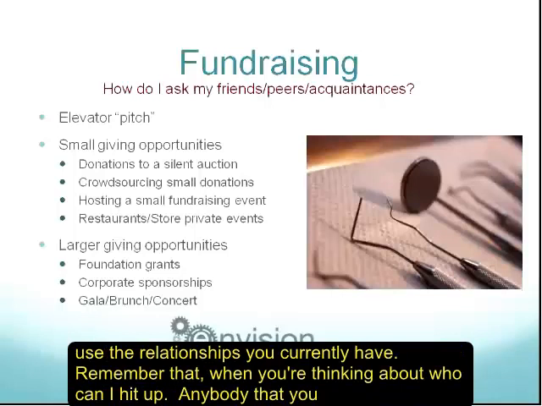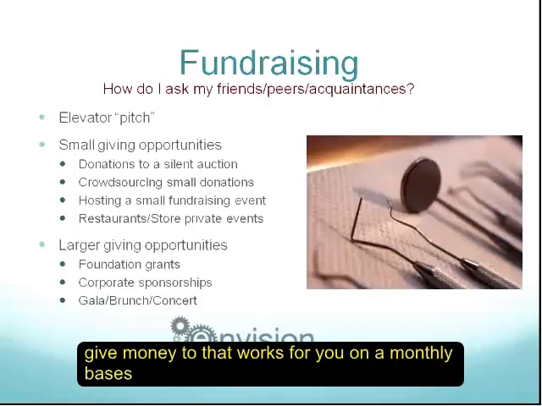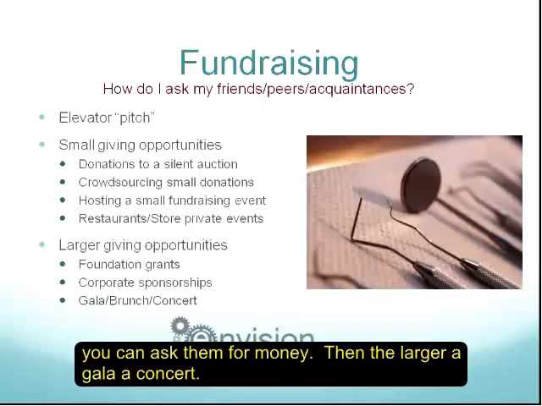Those are different corporations that you can ask for money, and you should always be using the relationships that you currently have. So whenever you're thinking about who you can possibly hit up, remember that anybody you give money to on a monthly basis that works for you, you can always hit them up for money.